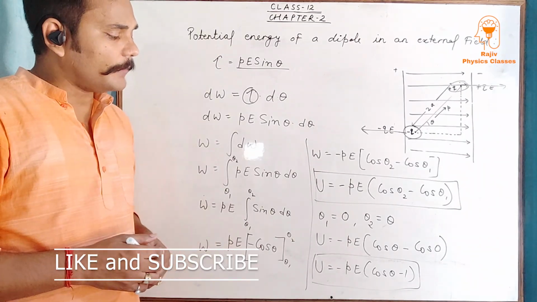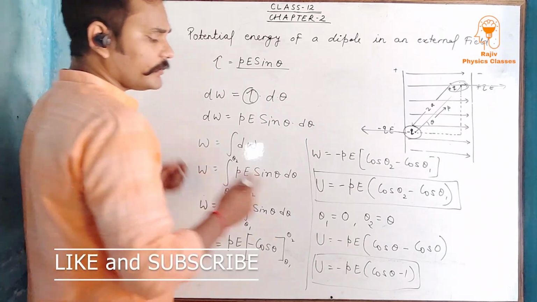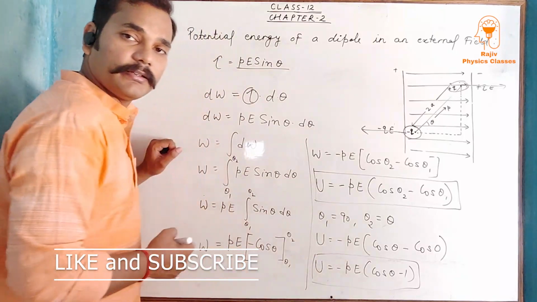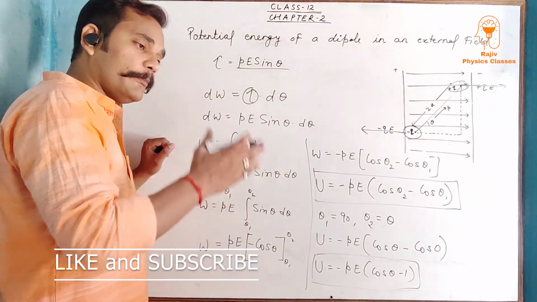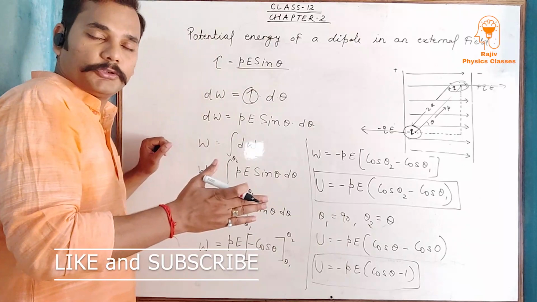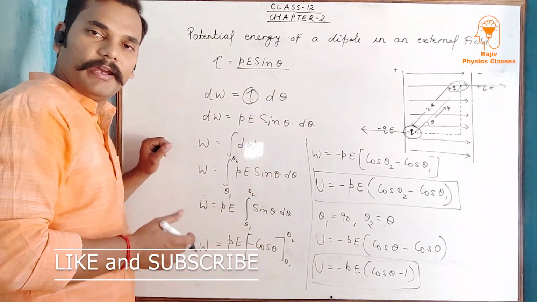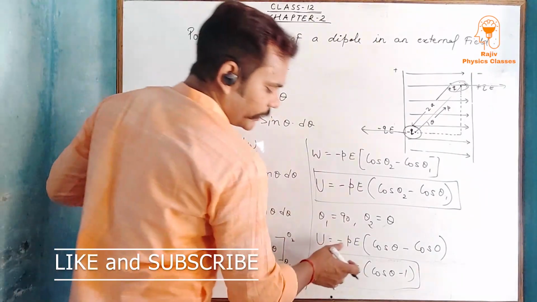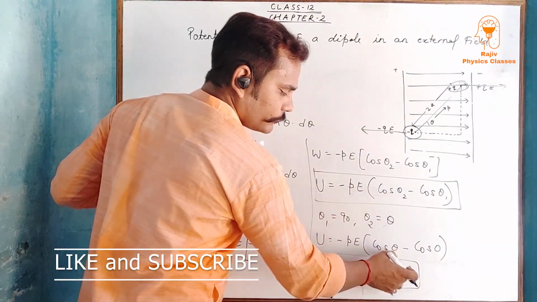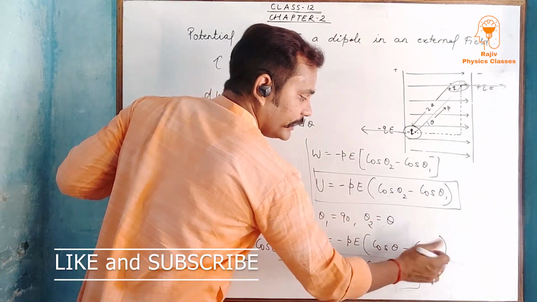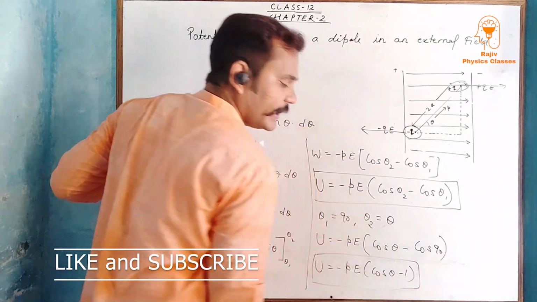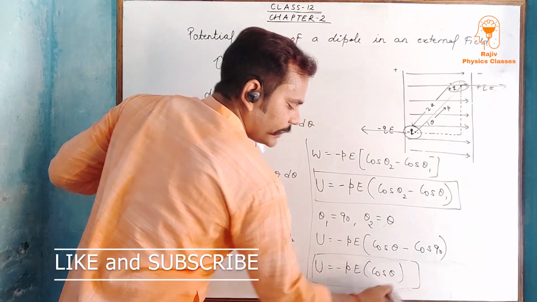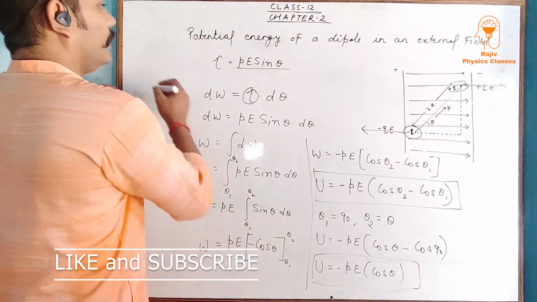One more situation may come if theta 1 is 90 degrees. If theta 1 is 90 degrees, that means the dipole is exactly perpendicular to the direction of the electric field, and then after applying work done we have rotated it by an angle of theta. So tell me what will come. U equals minus PE cos theta 2 minus cos theta 1, meaning cos 90, and the value of cos 90 is 0. And if it is 0, tell me what we are getting. U equals minus PE cos theta.